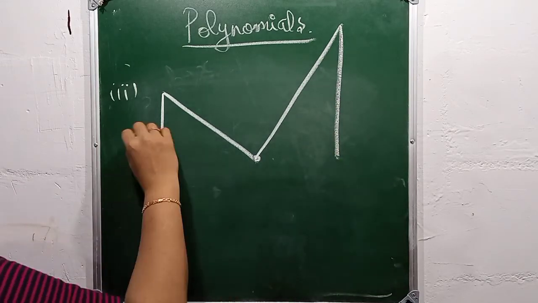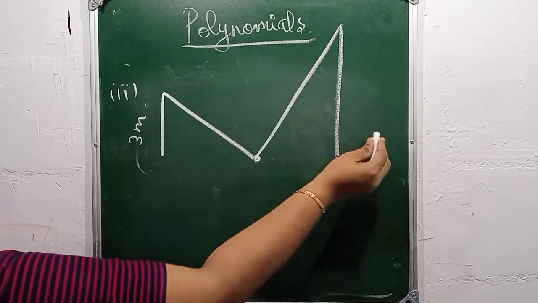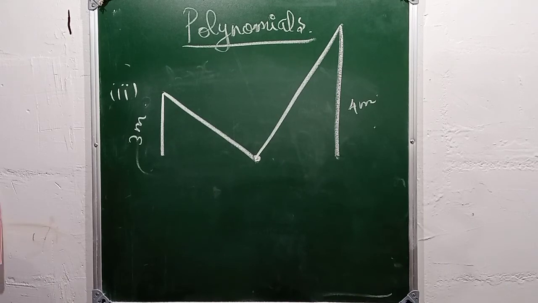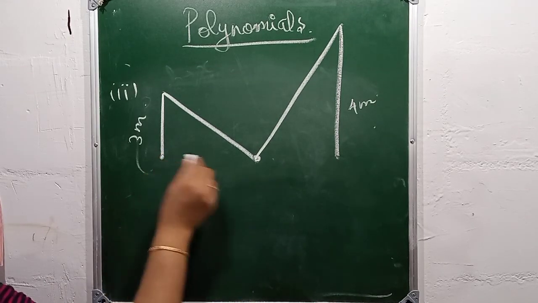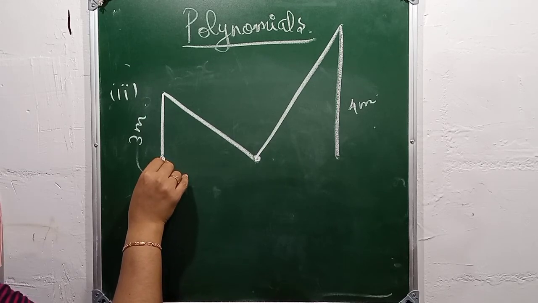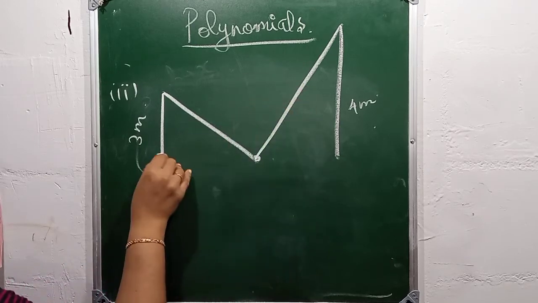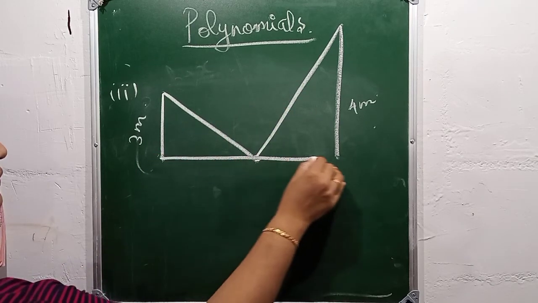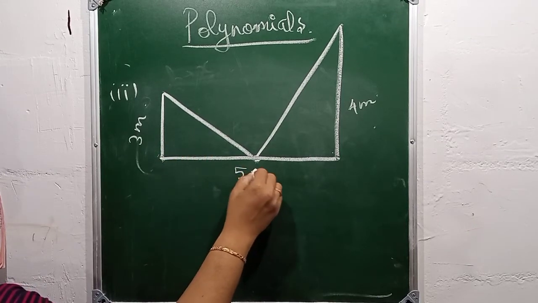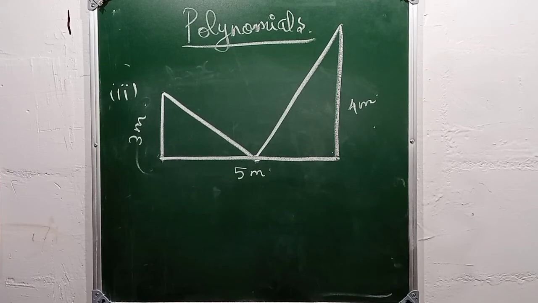Okay, so a 3 meter high pole and this one is a 4 meter high pole. And these two poles are erected upright on the ground. Then the distance between the two poles is equal to 5 meters.